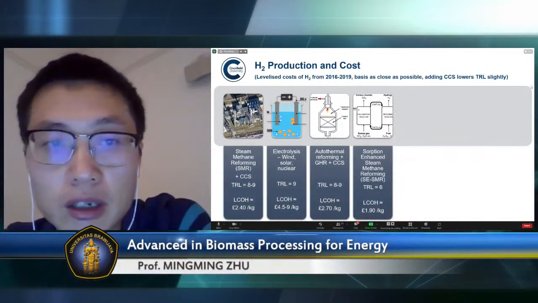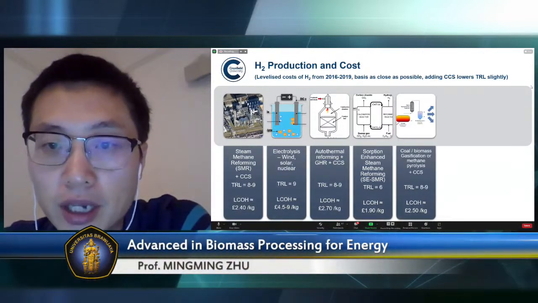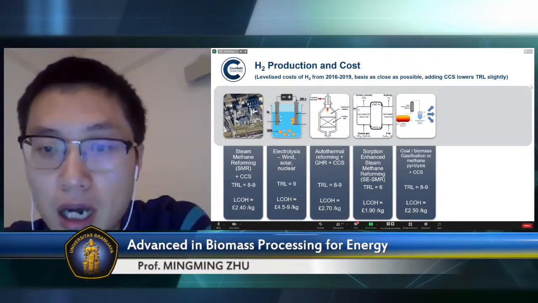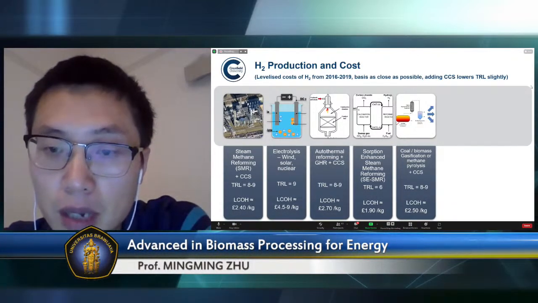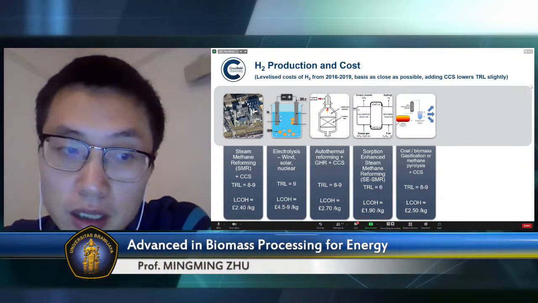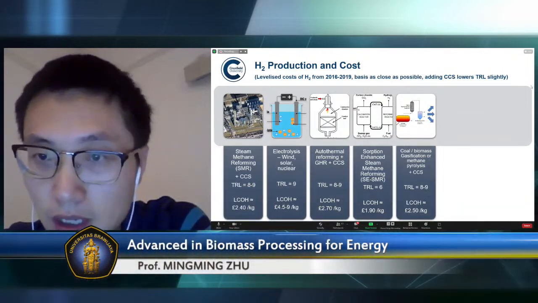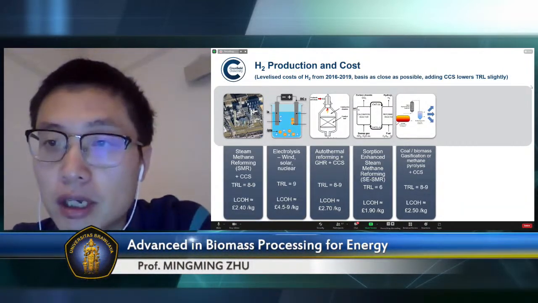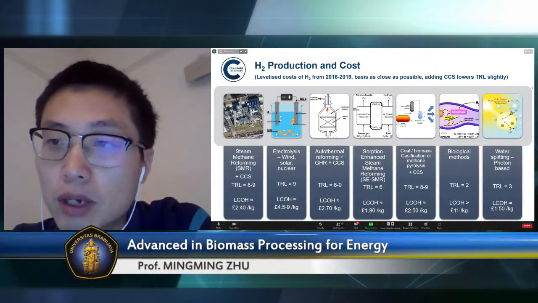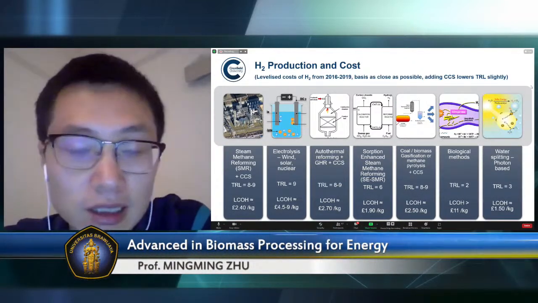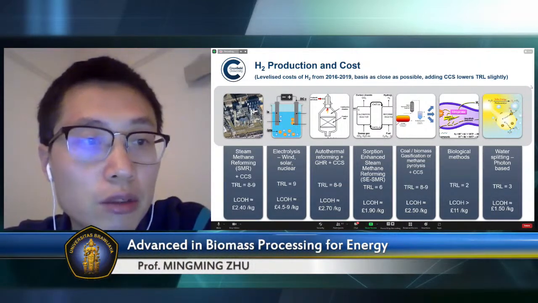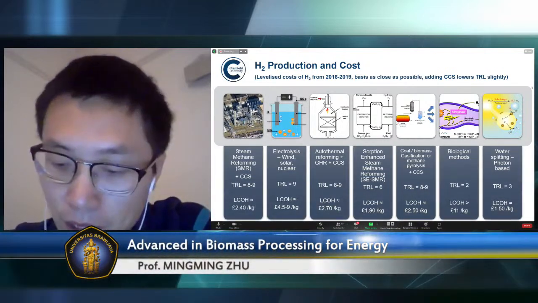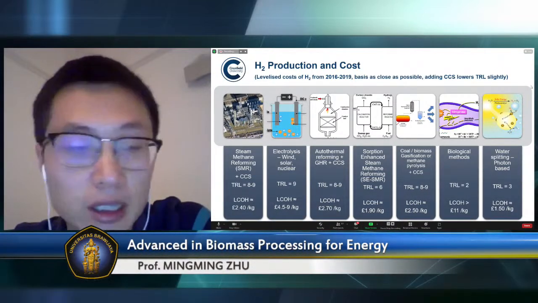And of course, biomass gasification and pyrolysis for hydrogen production, with carbon CO2 capture, is another way to produce hydrogen, and the cost is very competitive to the methane reforming process. And of course, in the research areas, we're talking about biological ways, photocatalysis to produce hydrogen, but the technology readiness level is still low, in the research discovery stage, and the cost, of course, is very high at the moment.